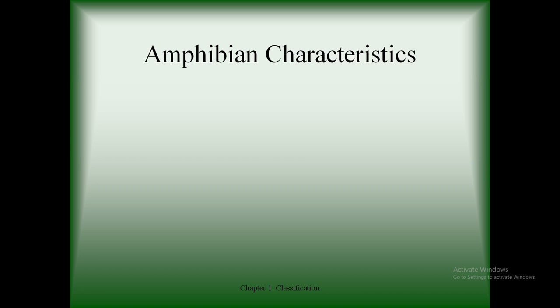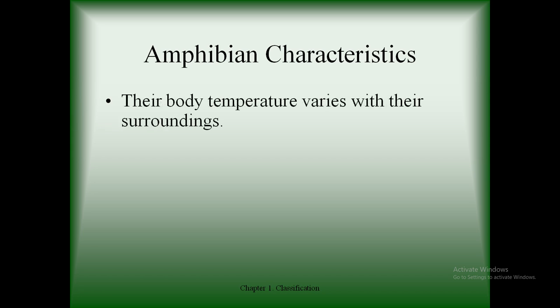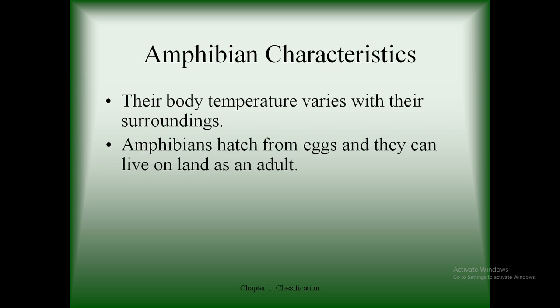Amphibians. Characteristics of amphibians: their body temperature varies with their surroundings. They are cold-blooded organisms. They cannot maintain their body temperature, so whatever the temperature of the surrounding is, that will be the temperature of their body. Amphibians hatch from eggs and they can live on land as an adult. They lay eggs in water, in moist areas where there is plenty of water, and then they hatch from the eggs inside the water.